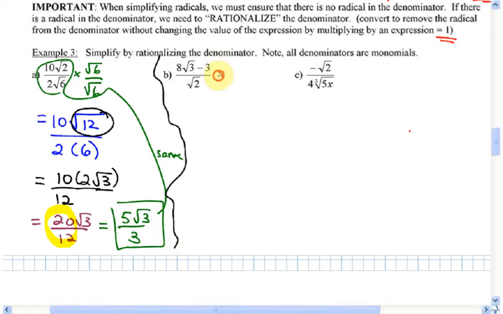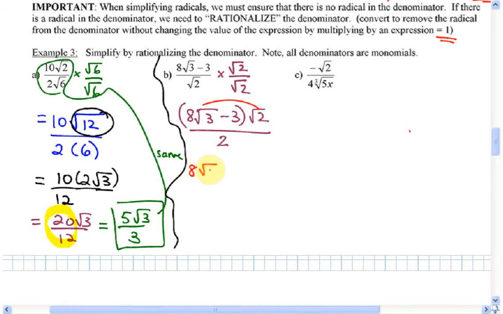Times root 2, sure. So once again, multiply both the top and the bottom by root 2. And so if you do that, can you see how there's a bracket around the 8 root 3 minus 3? So please multiply that by root 2. And then, of course, root 2 times root 2 is just 2 on the denominator. So go ahead and distribute, please. 8 root 3 times root 2 is how much? 8 root 6, yep, minus 3 root 2, and I think that's all we can do. Let's stop it right there.